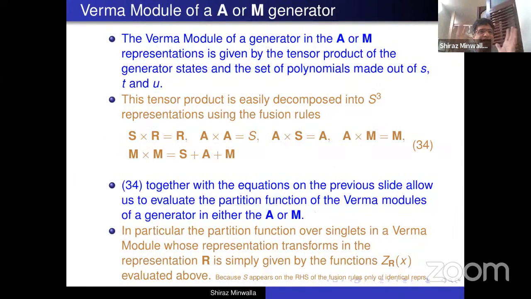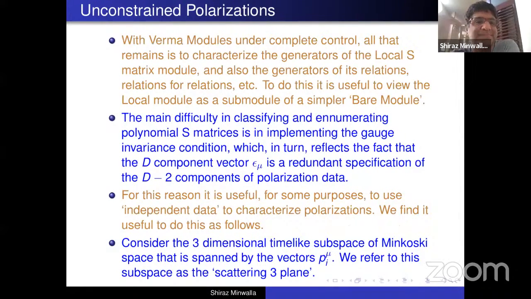So now we have very good control over these modules. If you have a primary in some particular irreducible representation of S3, and it's just a pure Verma module with no null states, we completely know how to count the states. Now with the Verma modules under control, all that remains is to characterize the generators of these modules and their null states.